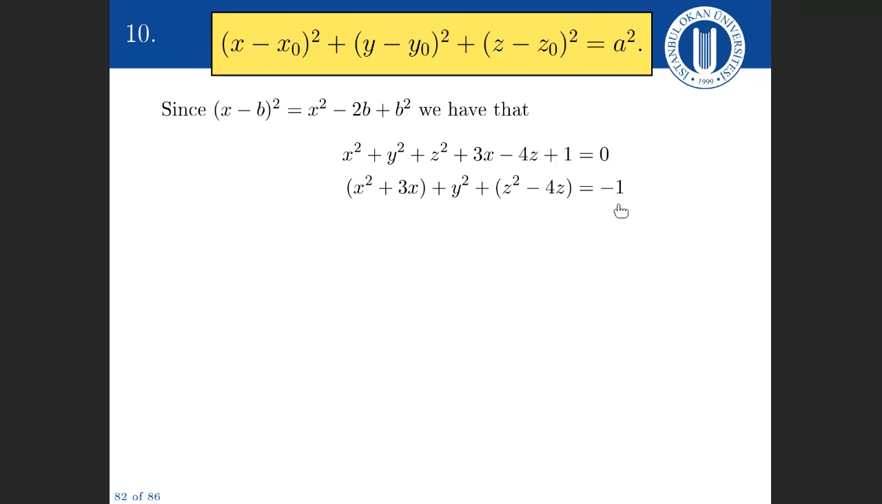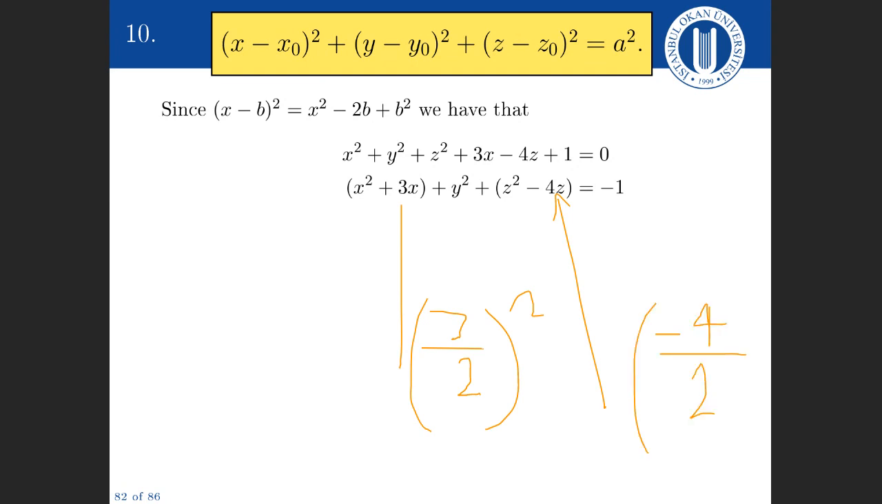Move all of the numbers to the right and then combine the x terms, the y terms, and the z terms. I want to use x minus b squared is x squared minus 2bx plus b squared. So I need to add something and subtract it. So as I said before, we'll take the 3. We'll divide it by 2, and then we're going to square it. That's going to give us 9 over 4. And we're going to take the 4 here, the minus 4, divide it by 2, and then we're going to square it.